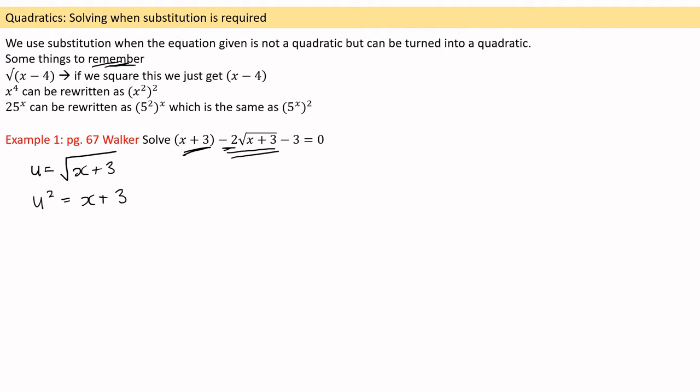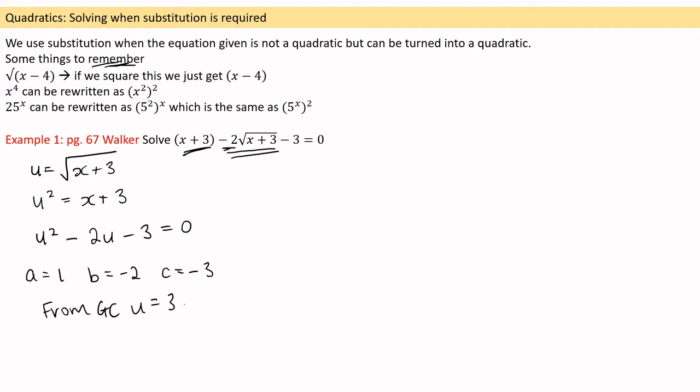From then, my equation now becomes u squared minus 2 lots of u minus 3 equals 0. From here, I can either use my graphics calculator to solve, or I can use factoring, or I could use a quadratic equation. Factoring for this one would have been really easy, but I just find the calculator really quick. Okay, so from the graphics calculator, we get u equals 3 or -1. We're not finished though. This is u. We wanted to find out what x was.